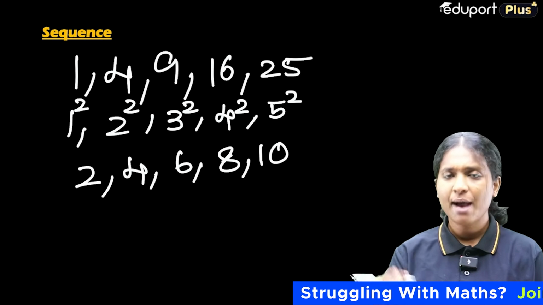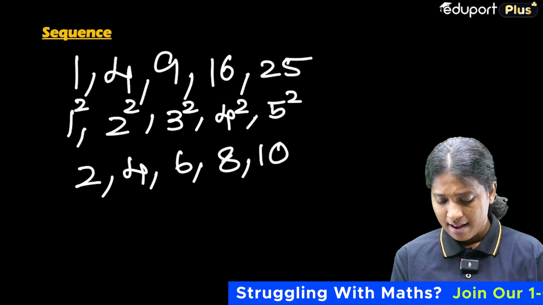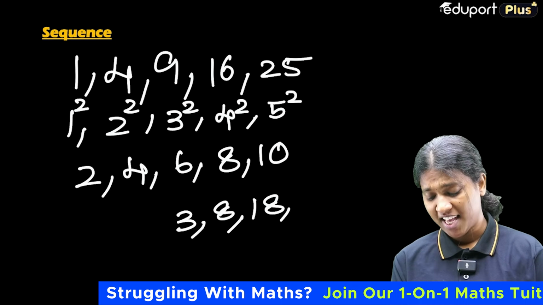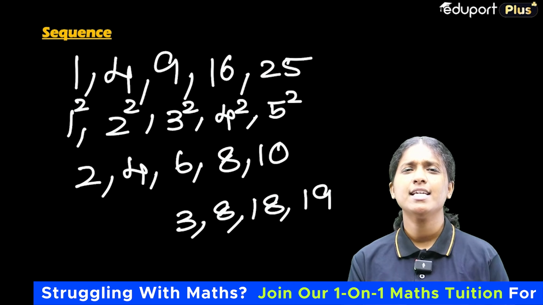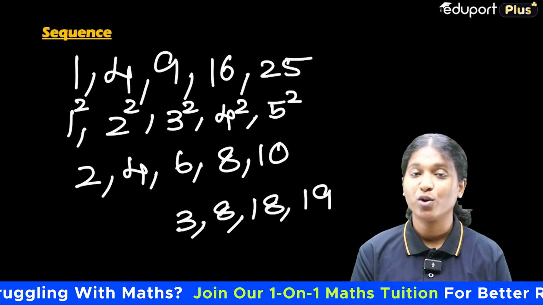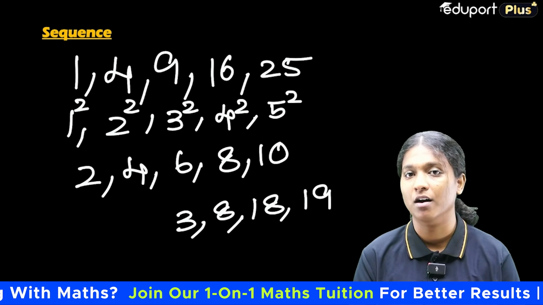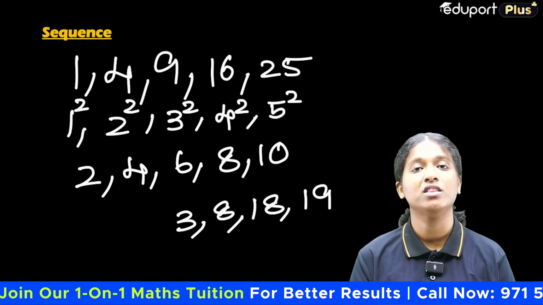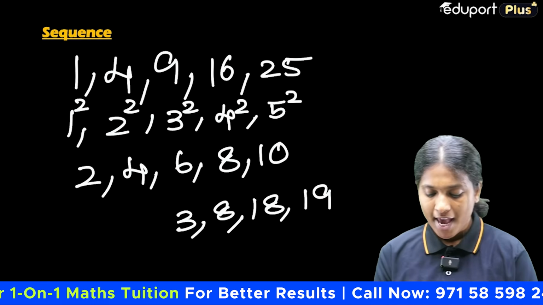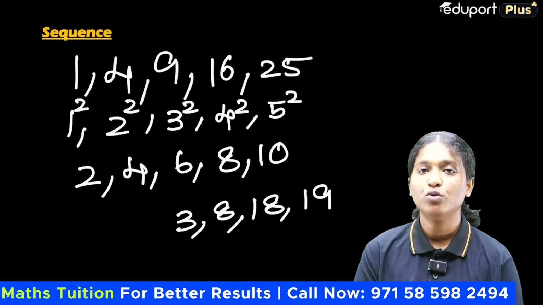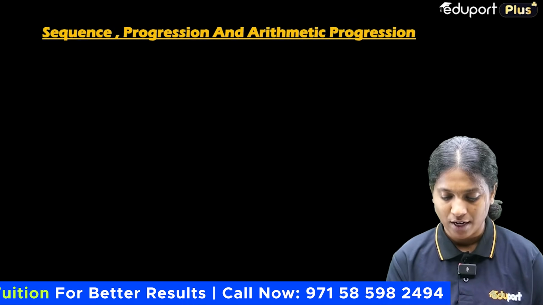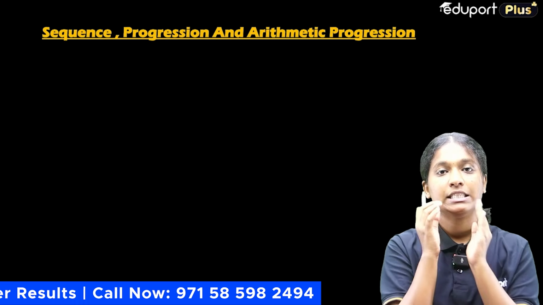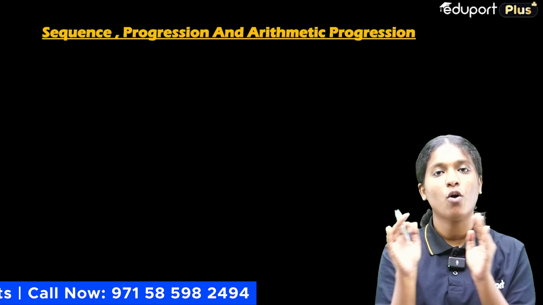Now I'm about to ask you about another list: 3, 8, then 18, then 19. Do you think it is a sequence? No, because you can't guess the next number. This is just a list of numbers without any order or arrangement, so this is not a sequence. Now we are about to discuss what a progression is. We said a sequence is a list of numbers with an order or arrangement.